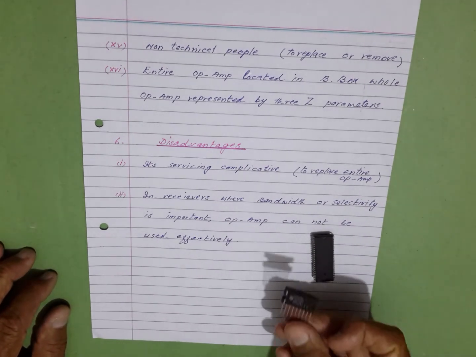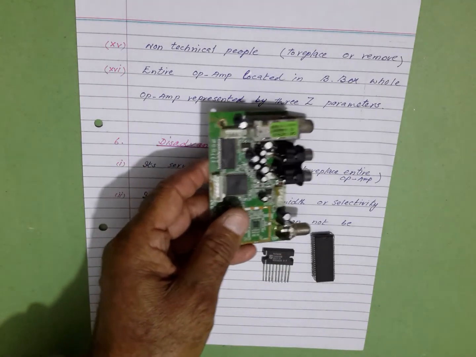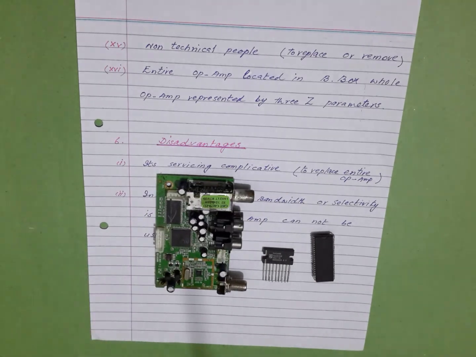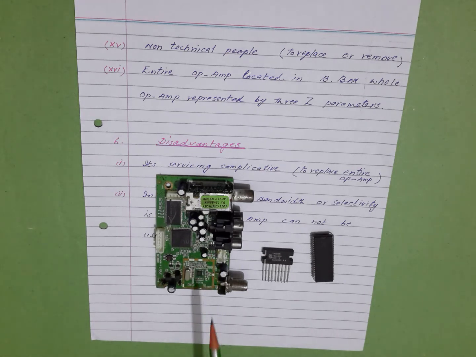This is a flat package IC, and this is an IC containing many circuits inside. This is an IC chip, this is an IC chip, and it is a black box. In the black box, these components are fabricated over a very small chip. And that's all. In the next video we will learn the black box technique.